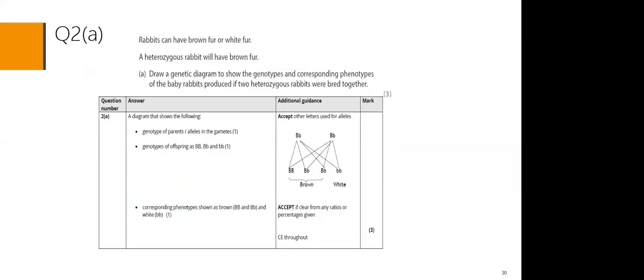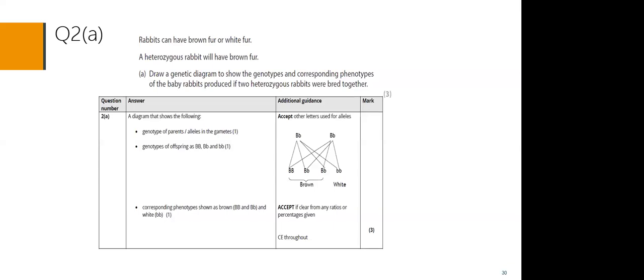And the next question we're going to look at is a fairly straightforward genetics question. It says rabbits can have brown or white fur. The heterozygous rabbit will have brown fur. So from that, you can conclude that brown fur is dominant. So it asks for a genetic diagram to show genotypes and phenotypes. So you need both of the baby rabbits produced if 2 heterozygote rabbits were bred together.